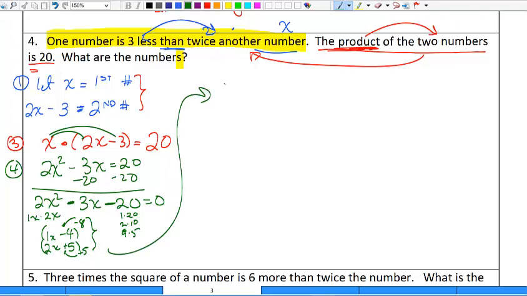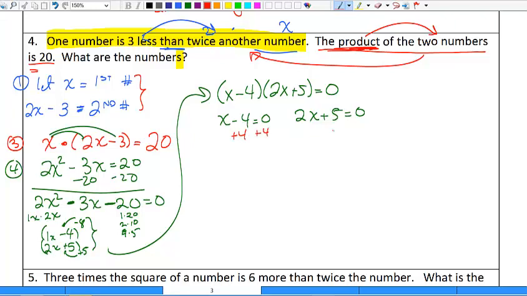So I'm going to get x minus 4 times 2x plus 5. Set each of those factors equal to 0. So I have x is equal to positive 4. And then negative 5 halves. So I have two numbers here.